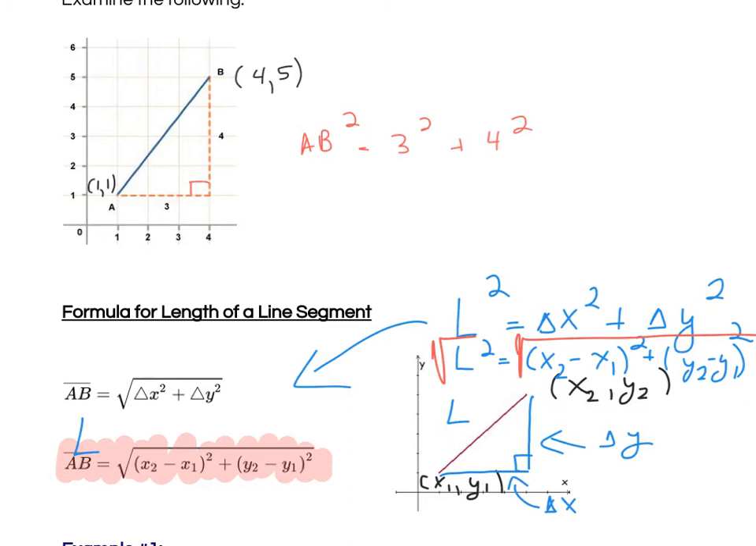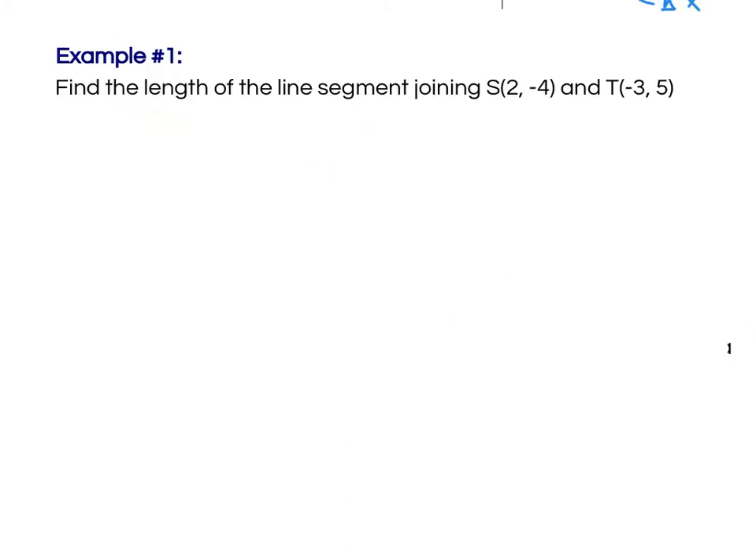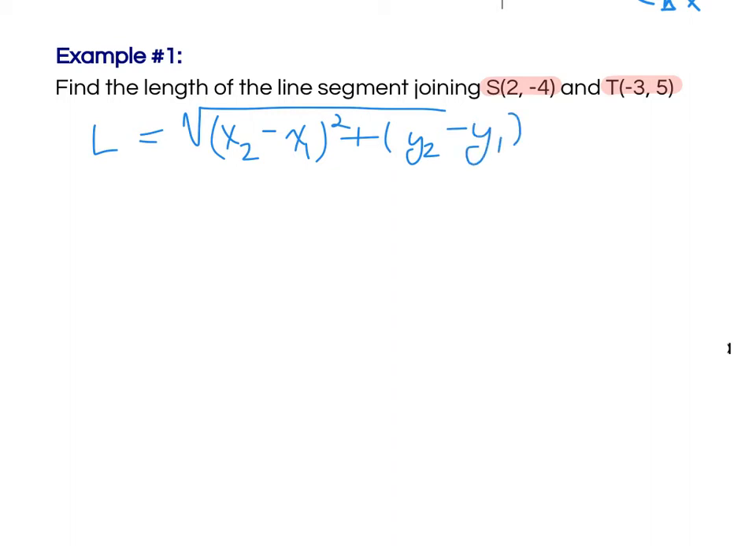Let's try an example. A typical entry-level question will say, find the length of the line segment joining two particular coordinates. Here we're given those two coordinates as S and T, and the values are given. To find the length, we can say the length is equal to the square root of (x2 minus x1) all squared plus (y2 minus y1) all squared, and then simply substitute in the values. Take a minute to do that, pause the video, and then come back and check your answer.